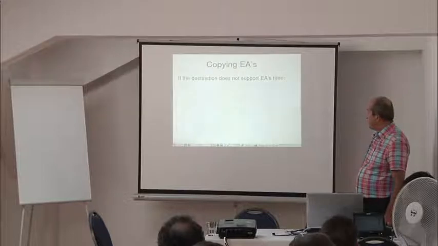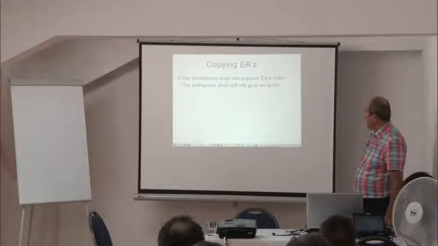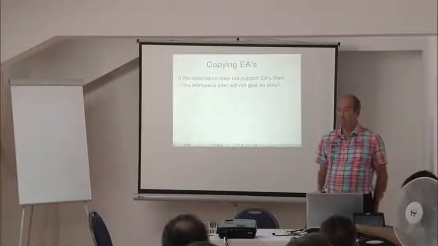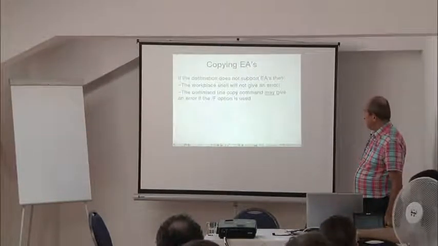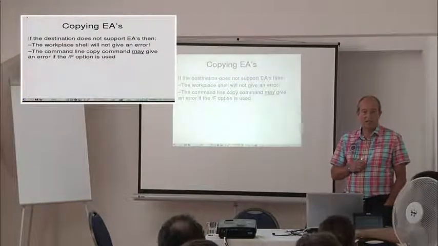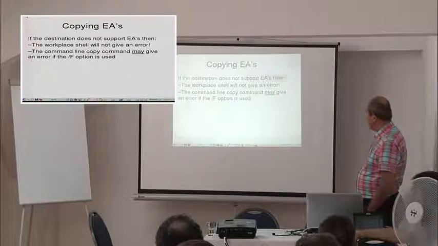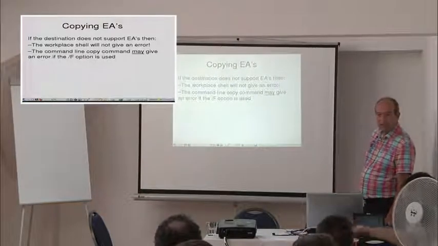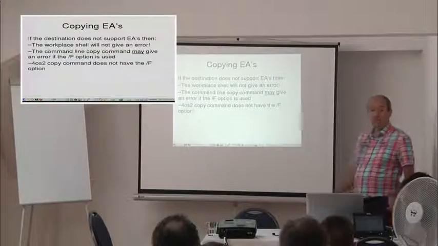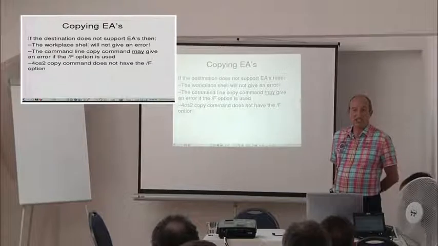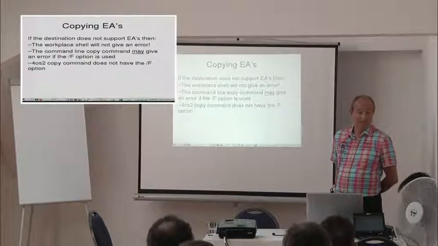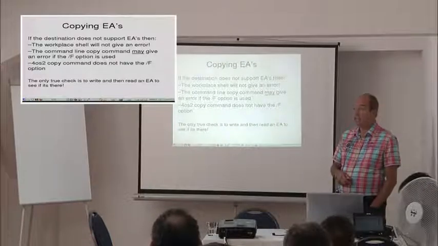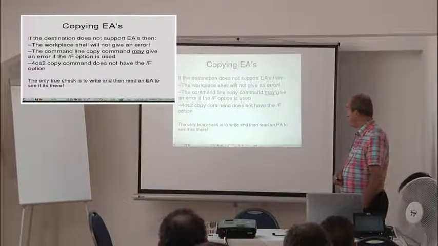Now, if the destination does not support EAs, what then? First of all, the workplace shell doesn't give you an error. It says, I've copied. Great. You can say, well, I'll use the DOS command with the slash F option, and it will tell you it's failed. Great. So you know you didn't copy the extended attributes. I use often as not 4OS2, but it doesn't have a slash F option. So, basically, the only true way to find out if an EA has been copied is to check it. So, to read the EA afterwards to see if it's there.